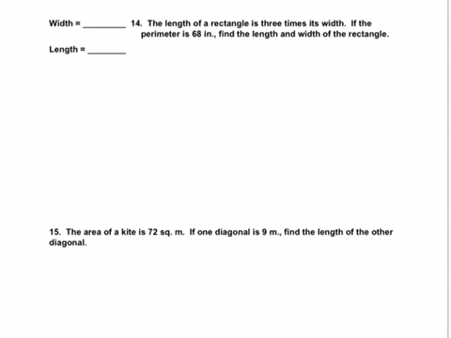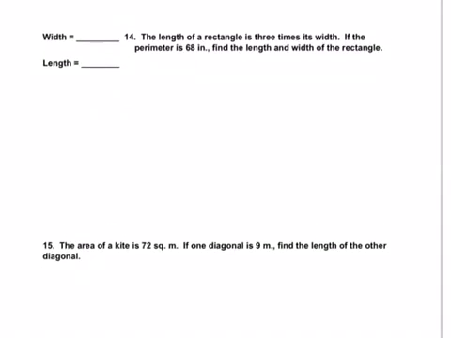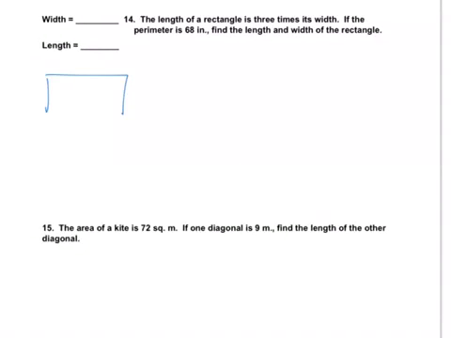Okay, the length of the rectangle is 3 times its width. If the perimeter is 68 inches, find the length and width of the rectangle. So I'm going to start with the rectangle. And when I do that, I have the length of the rectangle is 3 times its width. So I don't know the width, but I know the length is 3 times the width. If the perimeter is 68, so P equals 68, then I know I have to add up all the sides. So I have a W here and a W here and a 3W on the bottom, and a 3W on top.